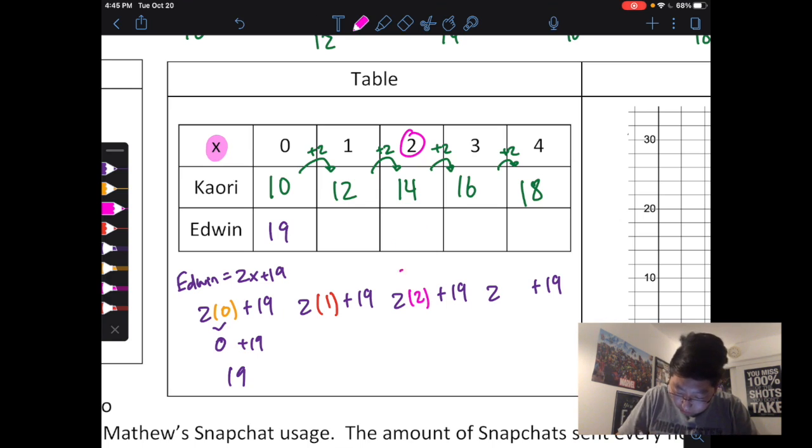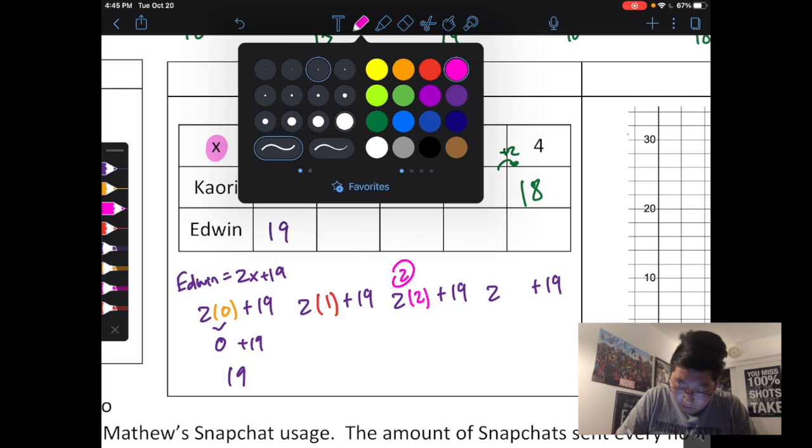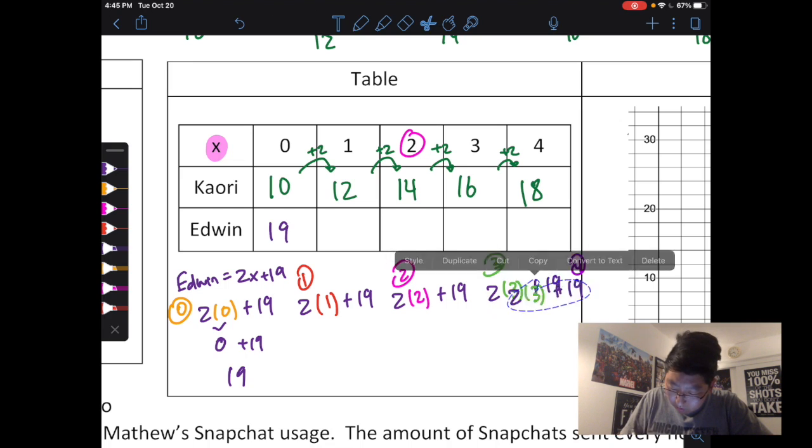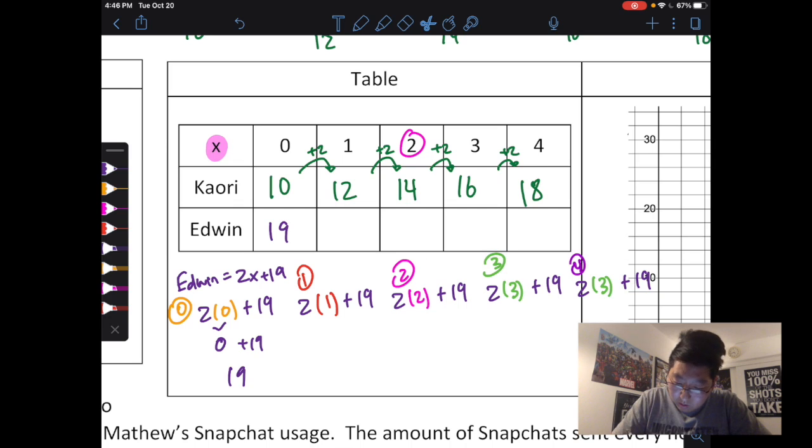Oh, so this is 2 hours. This is 1 hour. This is 0 hour. Right? The next one we're going to do is 3 hours. This is for 3 hours. And when x equals 4, I'll go ahead and copy this. Erase 3 and put 4.